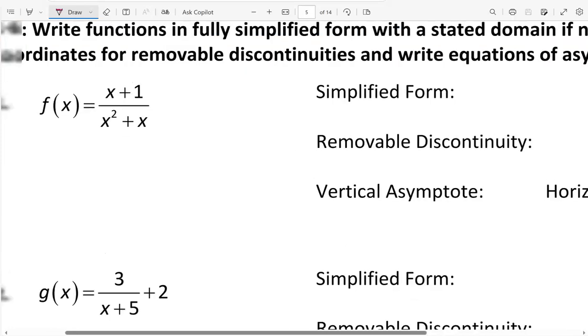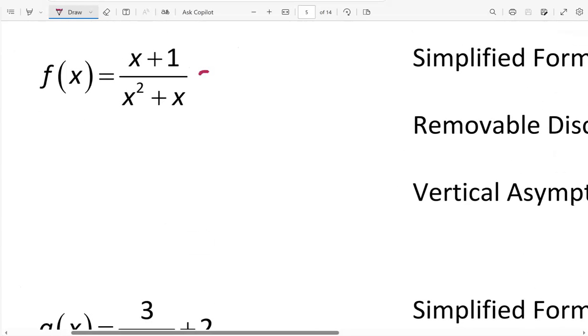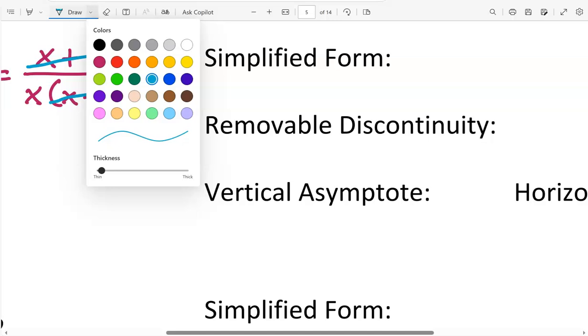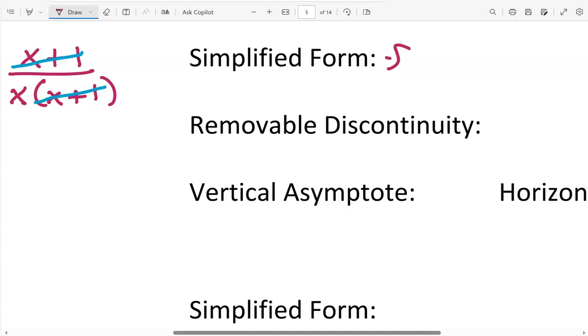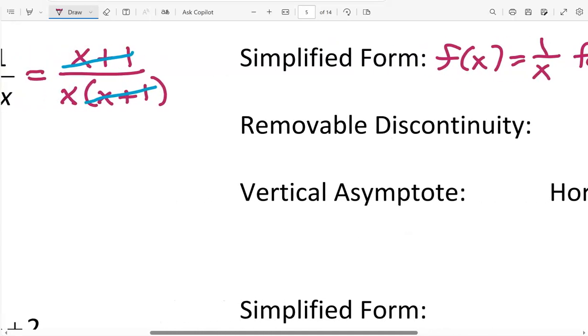So, in number 1, f of x can be simplified by factoring the denominator, and a common factor of x can be factored out, which leaves us with a factor of x plus 1. And what we want to do now is to simplify that by canceling those common factors. So that's going to give us a simplified form of f of x equals 1 over x.